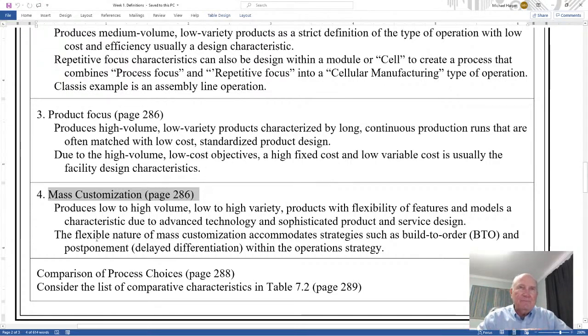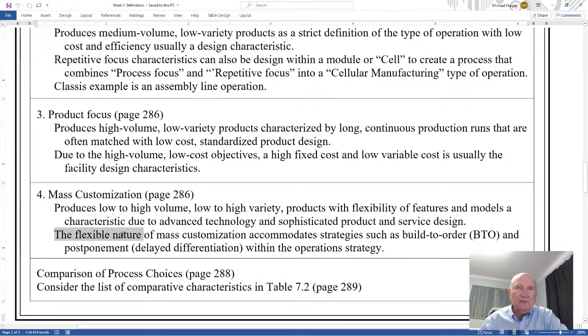Because of technology, you can have a product focus and a process focus and repetitive focus all together, because technology will allow you to move back and forth. It's much more difficult with humans doing the changes, but machines can do the changes very quickly.